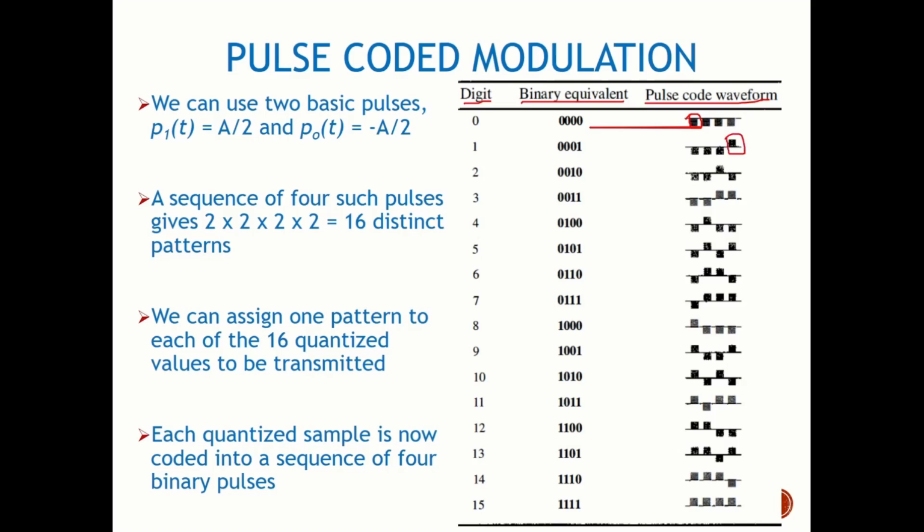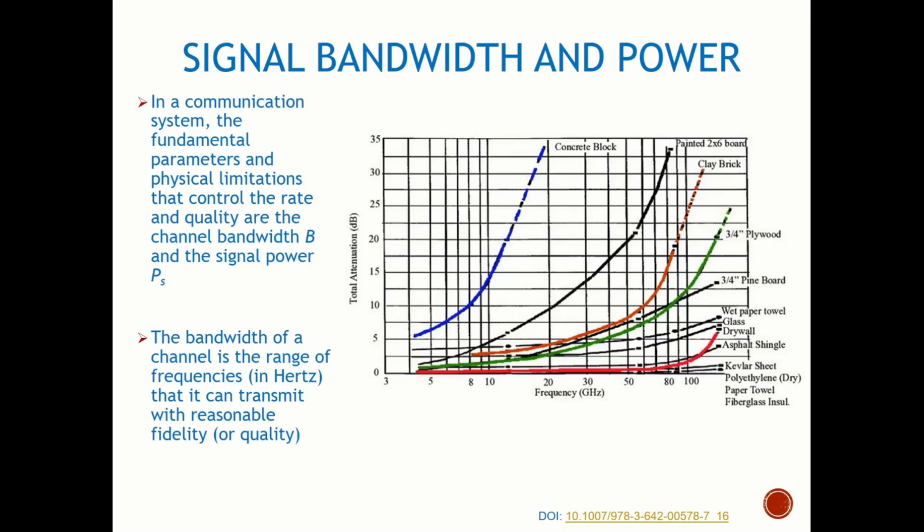So this is why the technique is so simple and effective, because the receiver only needs to detect if it's a positive pulse or a negative pulse, and it can extract all the information from that. So now, in this scenario, what is the role of bandwidth and power of the signal?